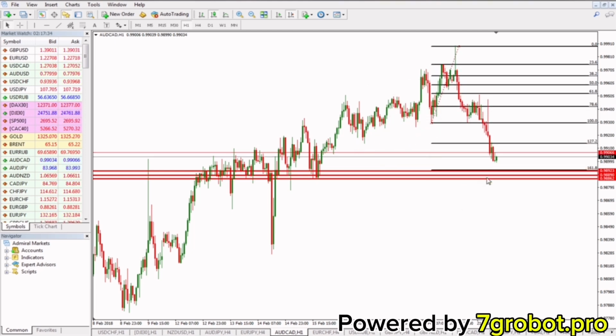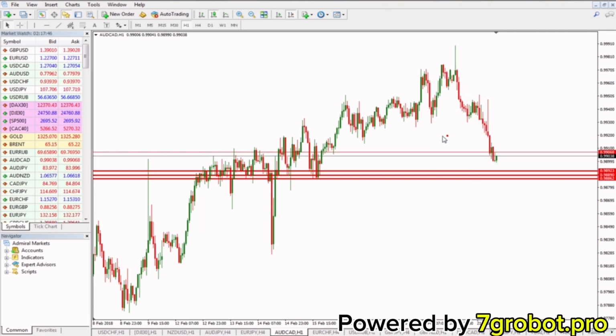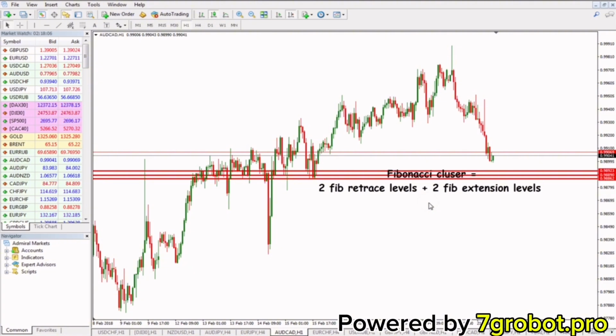We'll move the Fibonacci to the next bottom. Great. The most important level of the Fibonacci extension, 161.8, is at the same level as 127.2 from the previous swing. We have finished with Fibonacci.